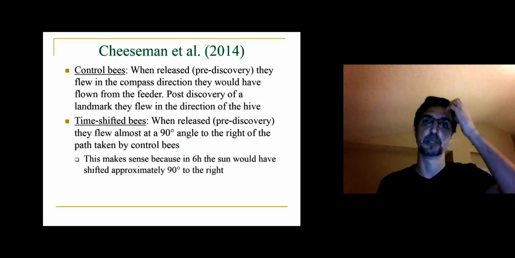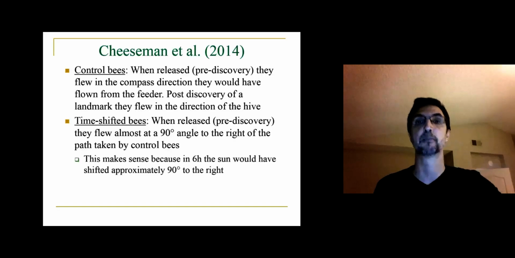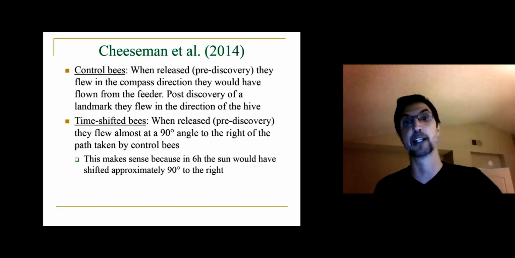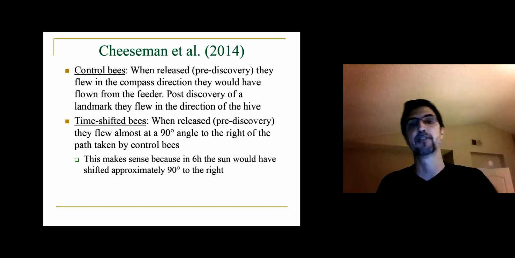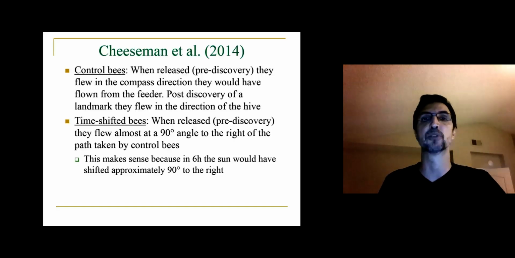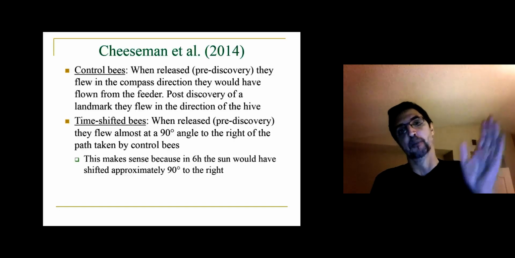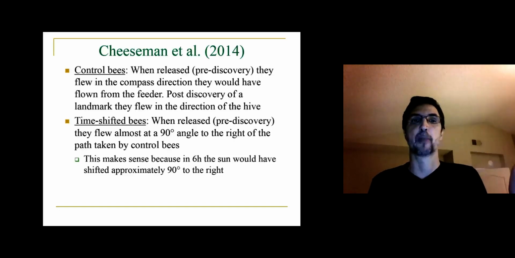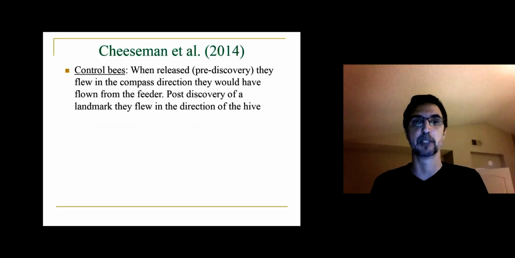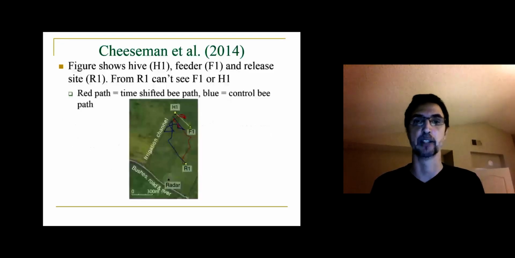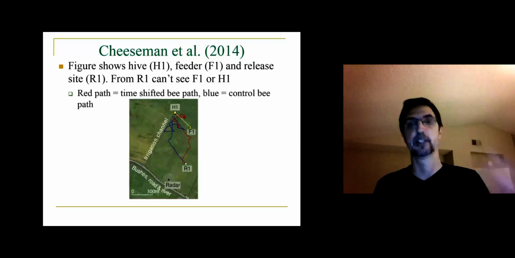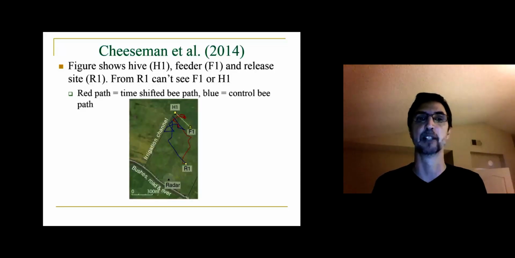But let's start with the control bees. When they were first released, before discovering the landmark that allowed them to get home, they flew in the direction that would have been right if it had been taken from the feeder at F1. They flew in what would have been the right direction. But obviously it was not the right direction. But when they got to a landmark, which you can see here, the irrigation channel, then they went in the direction of the hive and found their way home.